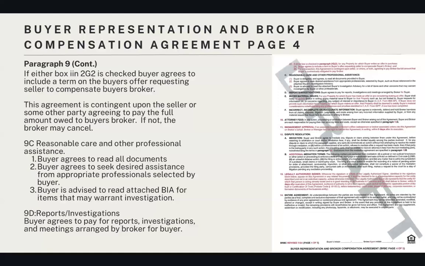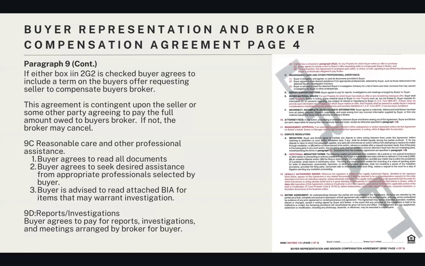9C, reasonable care and other professional assistance. The buyer agrees to read all documents. Have you ever had a buyer say, there's so much boilerplate, I didn't read it? Well, this is a disclosure and a reminder to the buyer that they need to read everything. Buyer agrees to seek desired assistance from appropriate professionals selected by buyer.